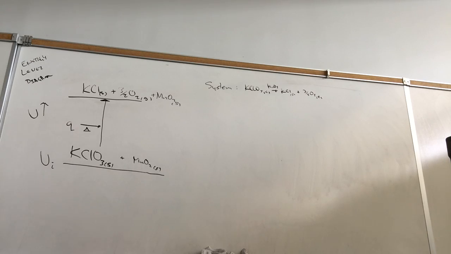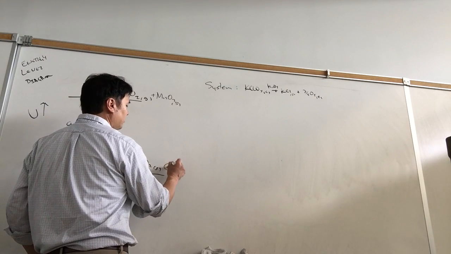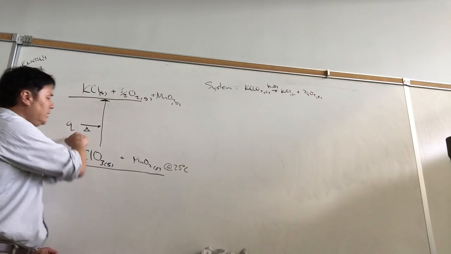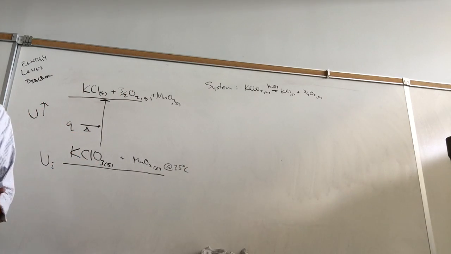Now, a system that is a reaction has something special associated with it. Whenever our system is a reaction, we need the initial temperature, which is going to be 25 degrees C. Then we heat it up, so it gets very hot. What's our final temperature going to be? We're going to heat it with a Bunsen burner. It's going to get so hot it's going to melt the KClO3.